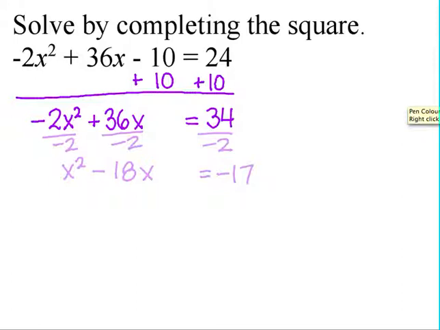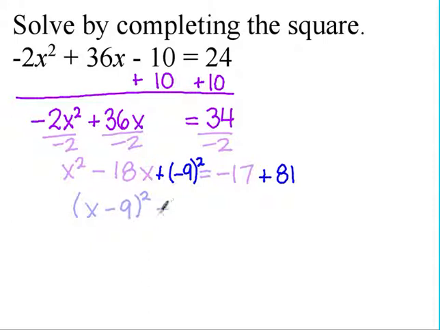Half of the x term. So half of the 18, which is negative 9. I am going to do what with that negative 9? Square it, and I'm going to add it to both sides. Yep, so really what is negative 9 squared? 81. Good. So far so good. So then now I write this as a quantity squared. What quantity is squared? X minus 9. X minus 9 squared equals 64. Good. Okay. So then now to solve this, what do I do?